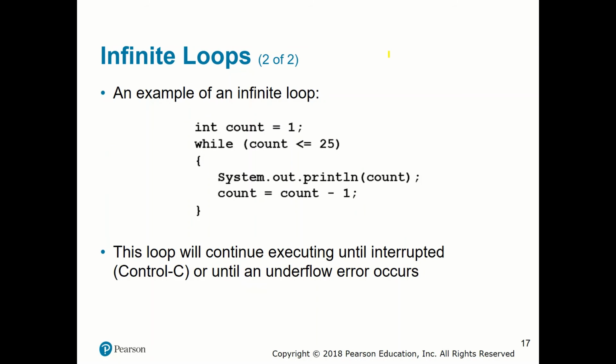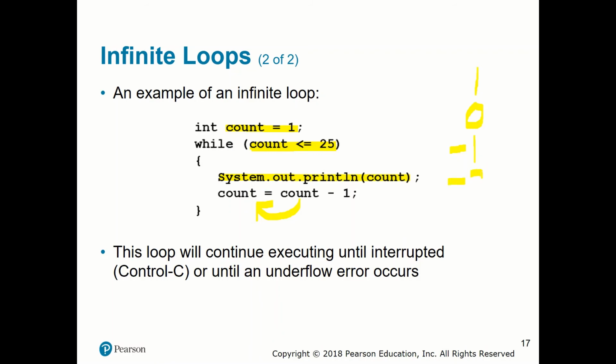This is an example of an infinite loop. At first, count is 1. And this condition is true, so count is printed out, so 1 is printed out, and count minus 1 becomes the new count, so count is 0. So 0 is also less than or equal to 25, so 0 is printed out, and count becomes minus 1. Minus 1 is less than or equal to 25. Minus 1 is printed out and count becomes minus 2. Minus 2 is less than or equal to 25.